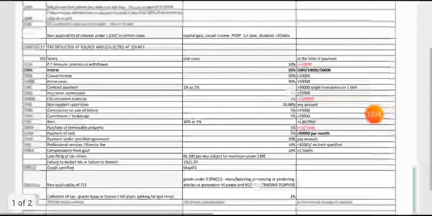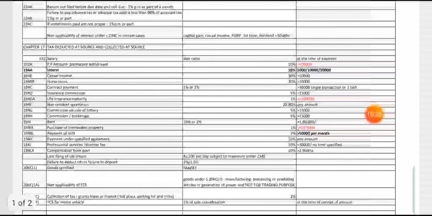Okay, now 194IA, purchase of immovable property. Purchase, you're not taking it on rent. For purchase of immovable property, the TDS percentage is 1%. The limit is higher, greater than or equal to 50 lakh. So there are three places where greater than or equal to is used. One place is PF amount, greater than or equal to 50,000. Second place is life maturity, greater than or equal to 1 lakh. Third place is immovable property, greater than or equal to 50 lakhs.